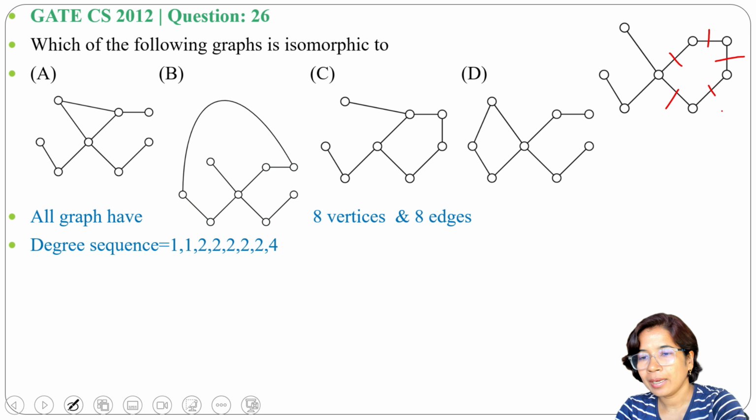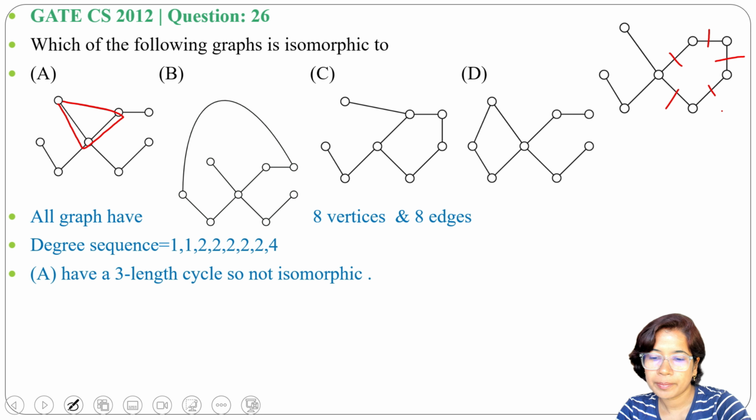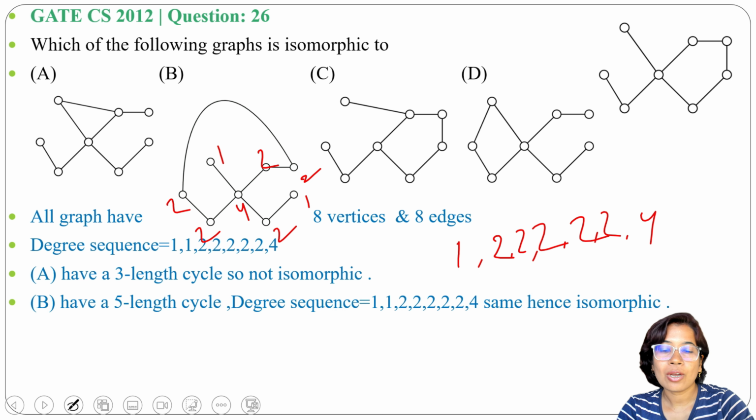Now option A, here there is a cycle of length 3. So this is not isomorphic to the graph. Next option B, here we have a cycle of 1, 2, 3, 4, 5. Yes, we have a cycle of length 5 and it has 8 vertices, 8 edges. Now check the degree sequence. Here it is 1, 1, 2, 2, 2, 2, 2 and 4. Yes, this is the same. Hence option B is isomorphic to this graph. Number of vertices, number of edges, cycle length, degree sequence are all the same.